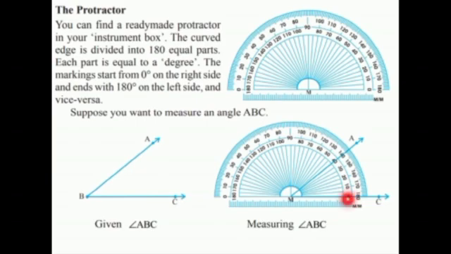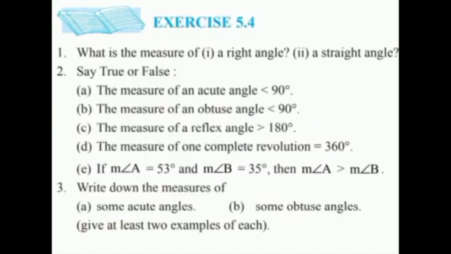Now just measure the angle from 0, 10, 20, 30, 40. The angle ABC is 40 degree. Let us move to the exercise 5.4. See the question number 1. What is the measure of a right angle? Yeah, you are right. The measure of right angle is exactly 90 degree. Okay. See, what is the measure of a straight angle? The measure of straight angle is 180 degree.